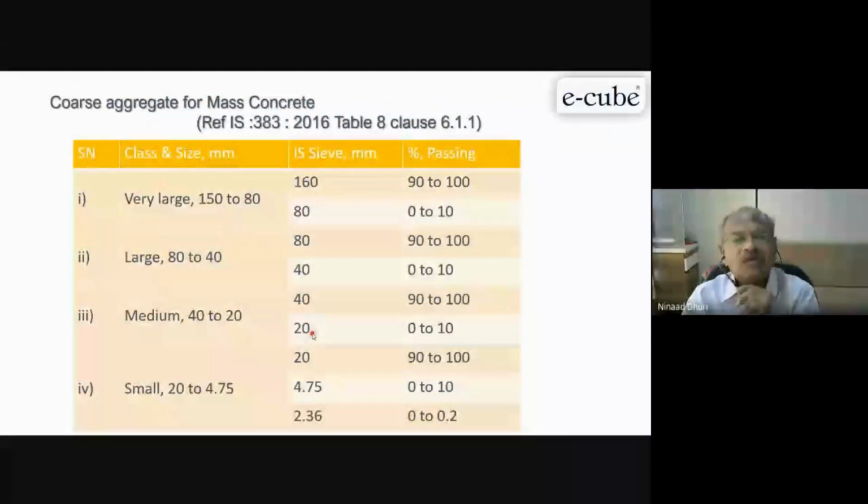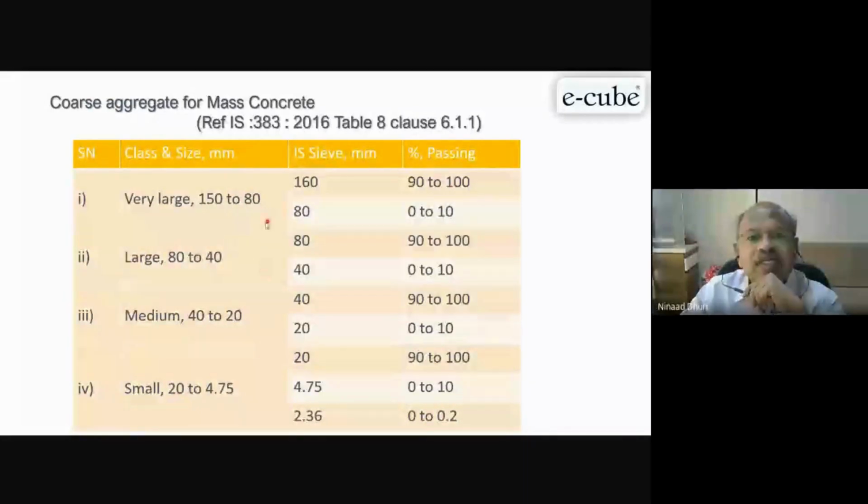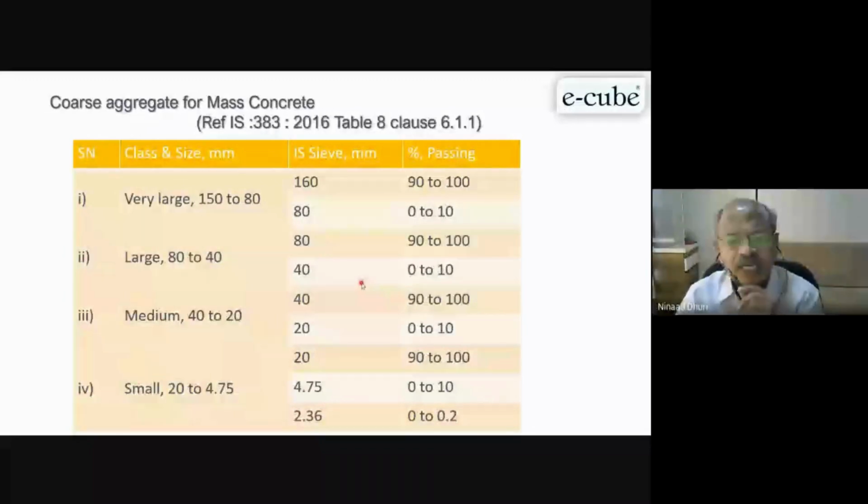Now limits are also given for mass concrete. For huge mass concrete, when you are using about 150 mm or 80 mm aggregate, there also the limits are given. Now this is included in this IS 2016. So this is a similar concept based on the aggregate. When you are going for plum concrete or large pores or only filler, we can go for such larger size aggregate, even 150 mm, 80 to 150 mm size.